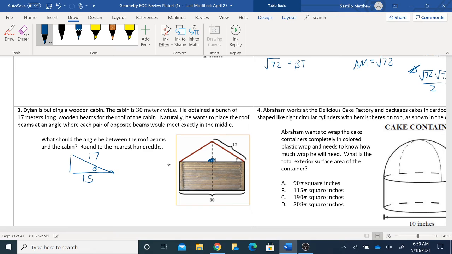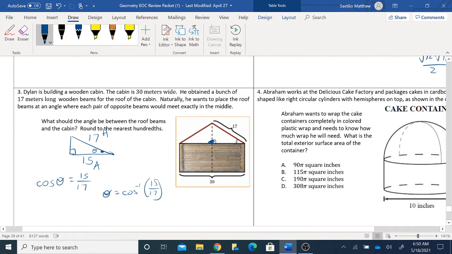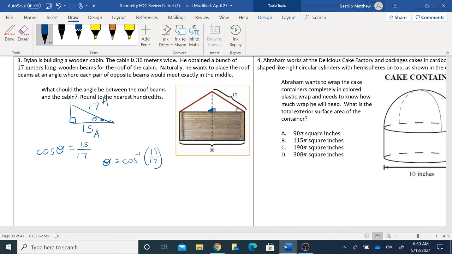Well, if you put yourself at this angle, we got a right triangle. So 15 would be adjacent, 17 would be the hypotenuse. So you do cosine of theta equals adjacent over hypotenuse. So then theta equals cosine inverse of 15 over 17. So you would do 15 divided by 17, and then hit that second cosine. You get 28 degrees. Round to the nearest hundredth. Okay, so 28.07.